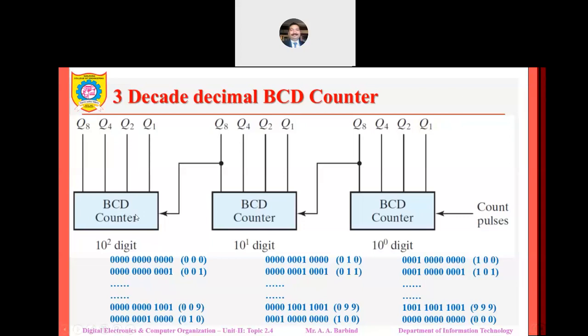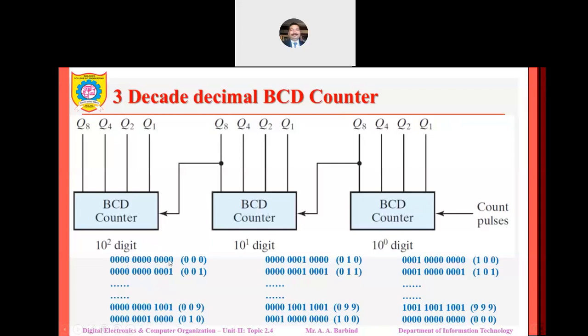So how will this particular decade counter function? So you will be giving the clock pulses to the LSD BCD counter. So the count of this particular BCD counter will go up if we reset all these particular counters such that they all are 0000 as shown in this particular first count.